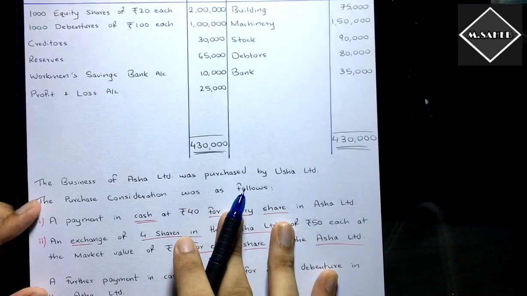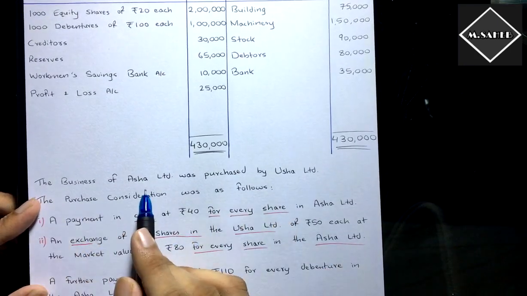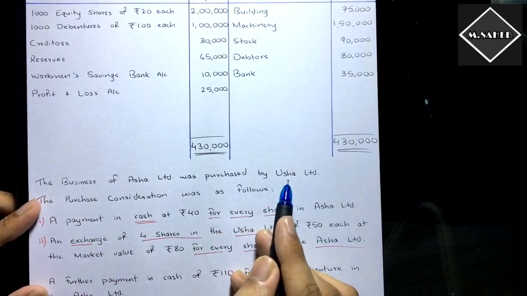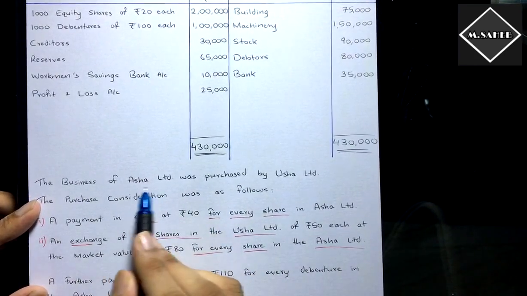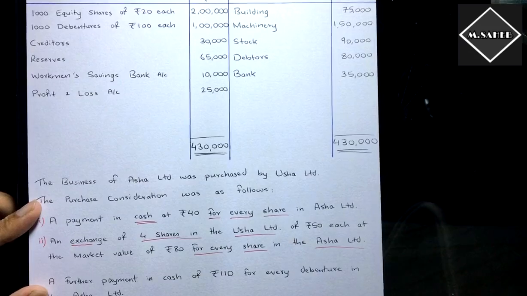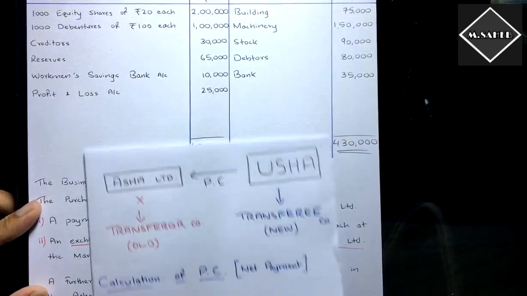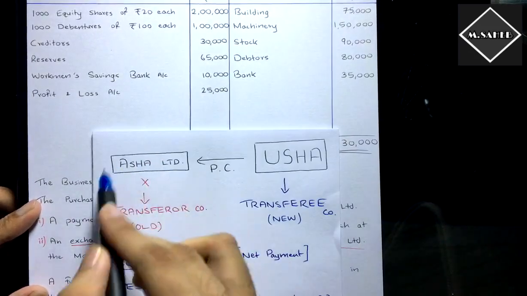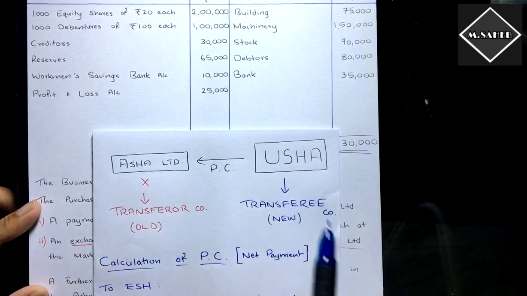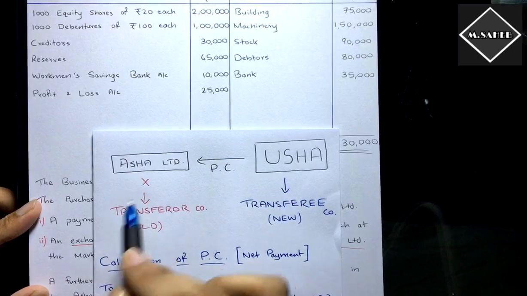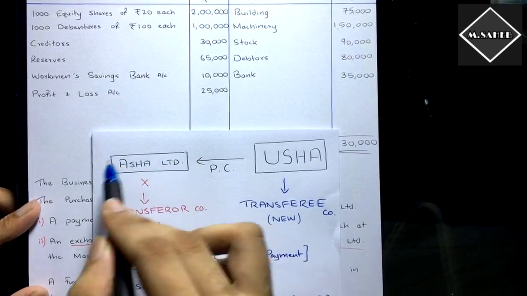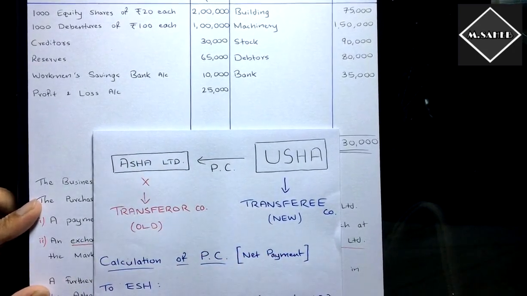See here in the information, the business of Asha Limited was purchased by Usha Limited. So what is happening? This Asha Limited company has been acquired by Usha Limited. This company Asha Limited has been purchased by Usha, right? So now this company will get liquidated. It will get shut down. So now we have to close the books of this Asha Limited company.